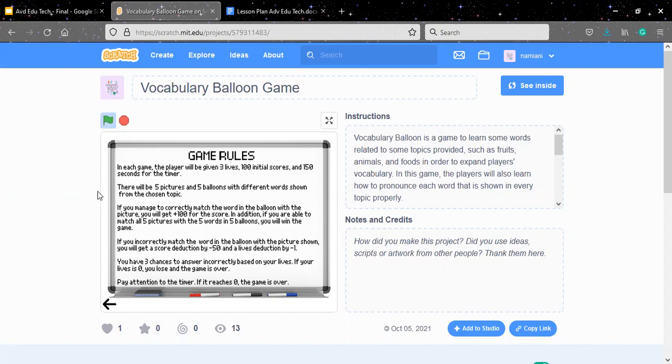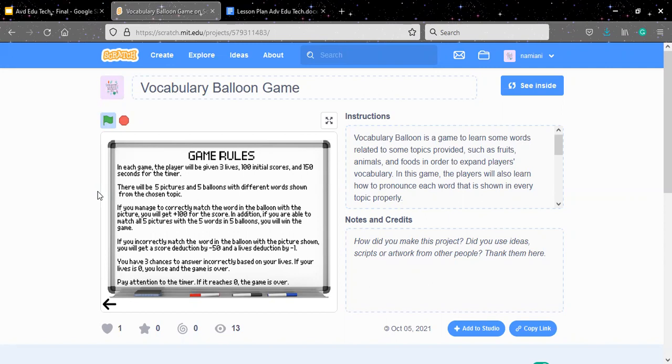And if they can match all the 5 pictures with the 5 words in the balloons, they will win the game. However, if the player incorrectly matches the word in the balloon with the picture shown, they will get a score deduction of minus 50 and a life deduction of minus 1.